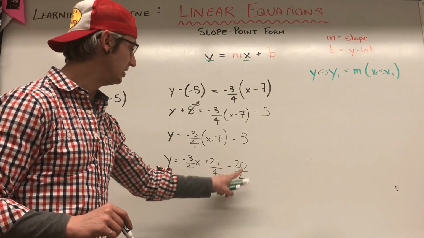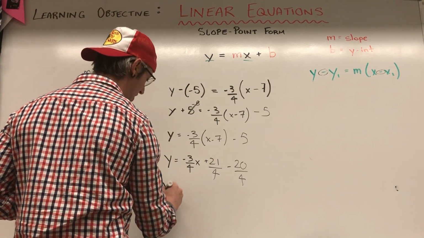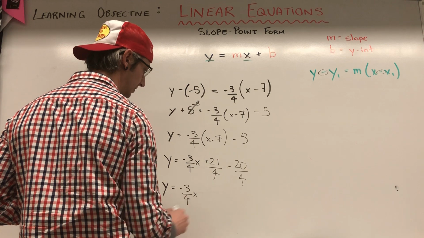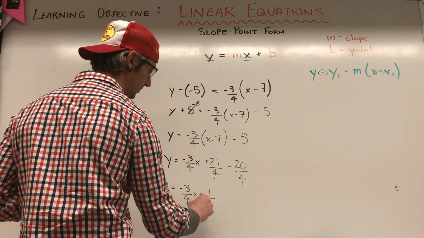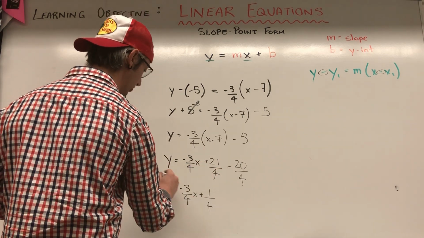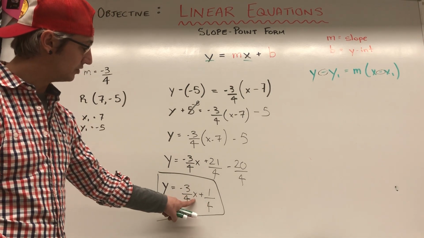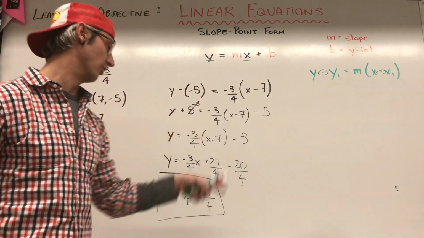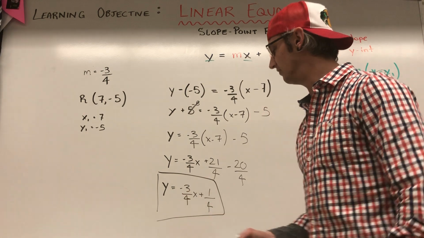So now I can actually combine my two constants, and I'll get to this form. And I get y is equal to -3/4 times x plus 1/4. 21 minus 20 is 1/4. And then there's the equation of my line. My intercept is 1/4, because if I put 0 in for x, well, it's in that form. So that is my intercept 1/4, and my slope is -3/4.